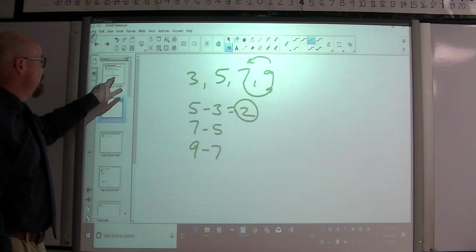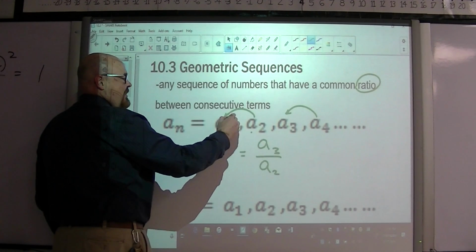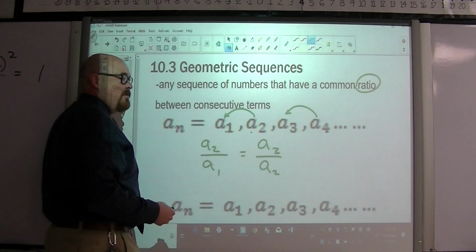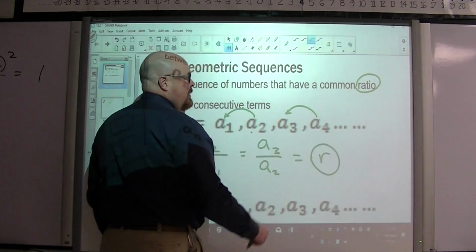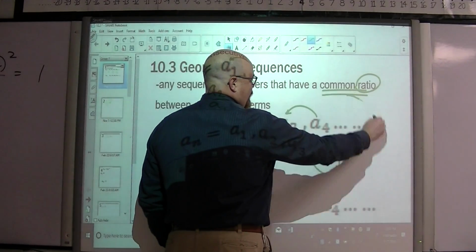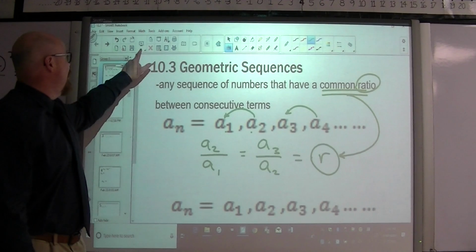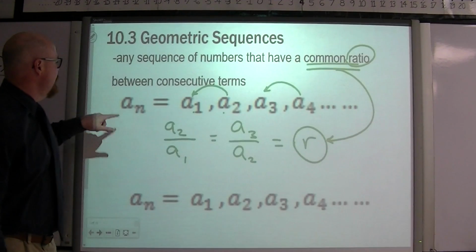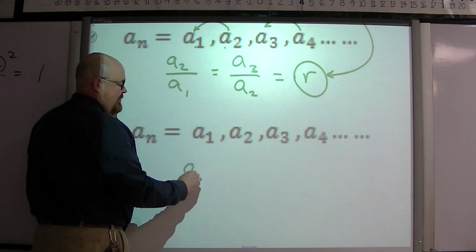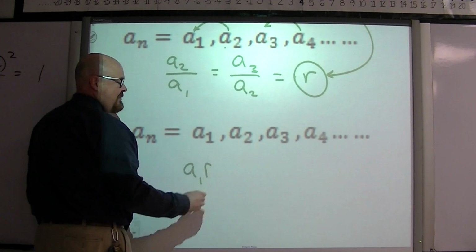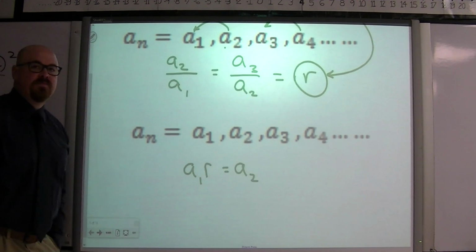For a geometric sequence, we divide this number by this number, and what we get from that, we call the common ratio, and we call that R, okay? So this common ratio is notated by R, but to use R, I multiply going forward. So when you look at that sequence, the first term times the common ratio will give me the second term, okay?